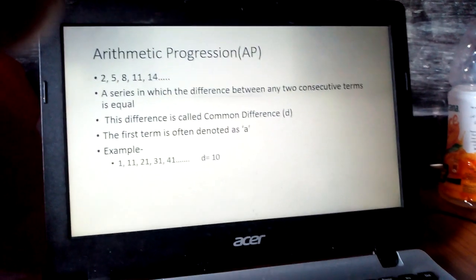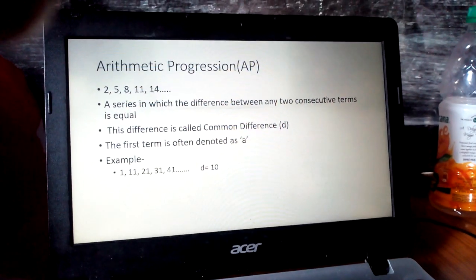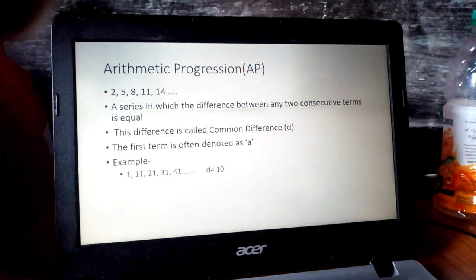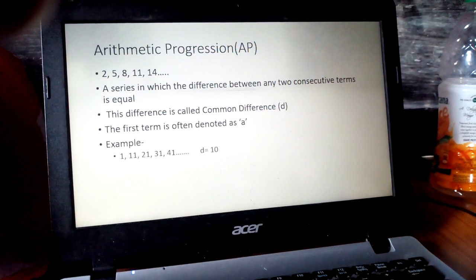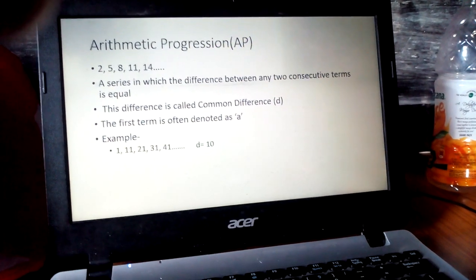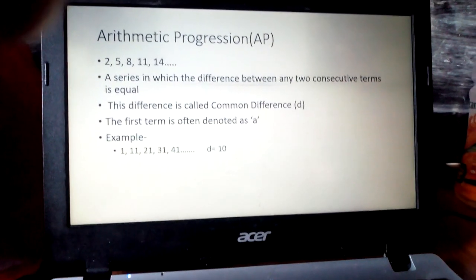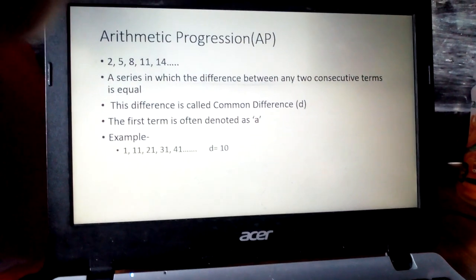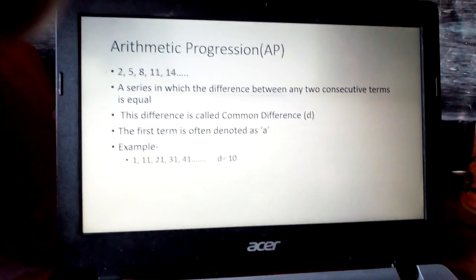1, 11, 21, 31 and 41. There are 5 terms in the series, and if you look at the difference, you would find that the difference is always equal to 10. 11 minus 1 is 10. 21 minus 11 is equal to 10. 31 minus 21 is equal to 10. 41 minus 31 is equal to 10. So basically the difference is the same, which is the common difference, and hence we can conclude that this particular series is an arithmetic progression.